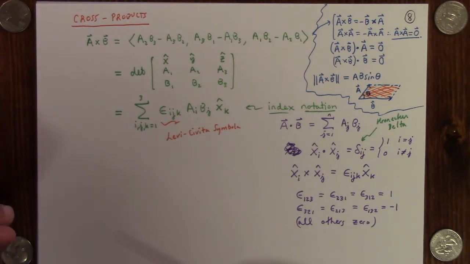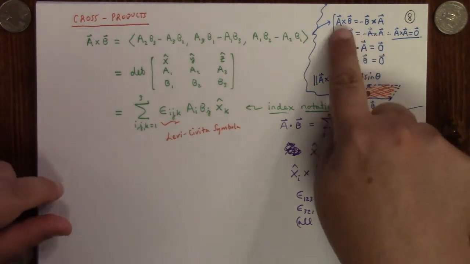But the key idea is that the cross product of two vectors creates a new vector which is perpendicular to both of the given vectors. The cross product has really nice algebraic properties. It's almost like the dot product. It's just, number one, it's a vector, and number two, it's skew commutative.